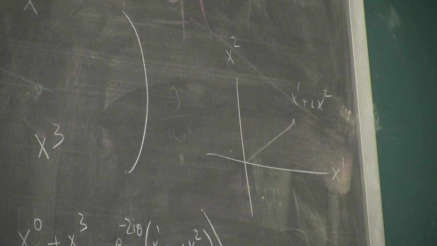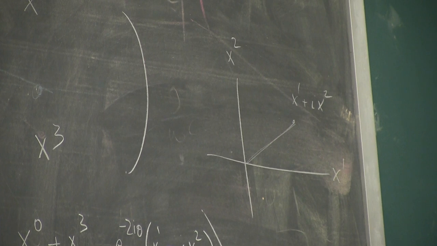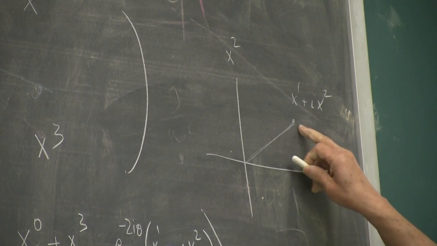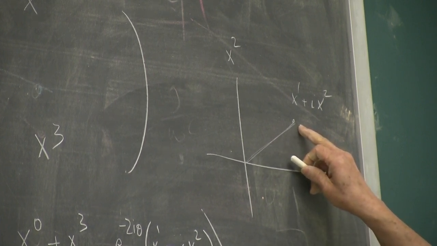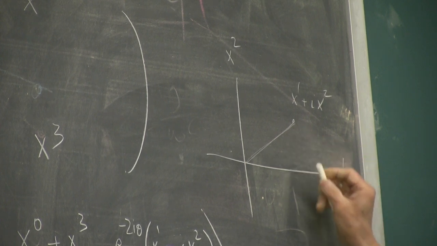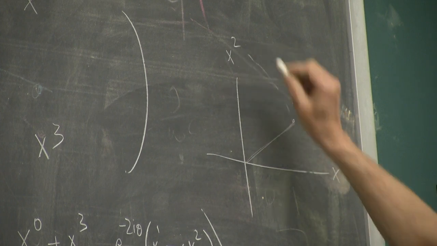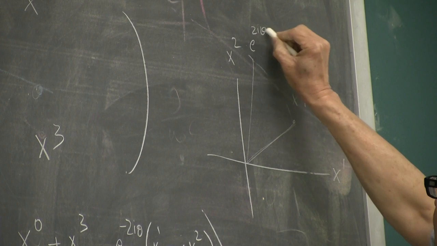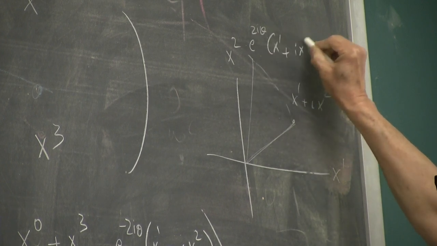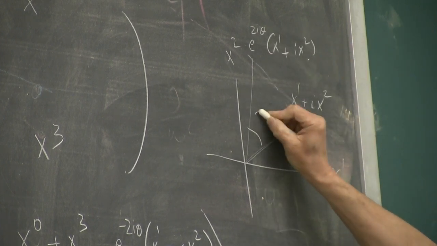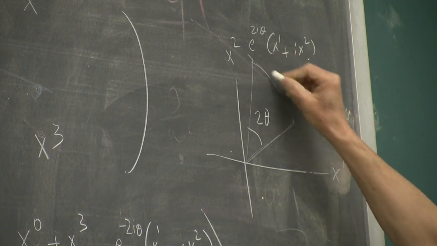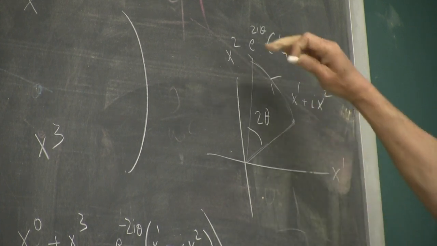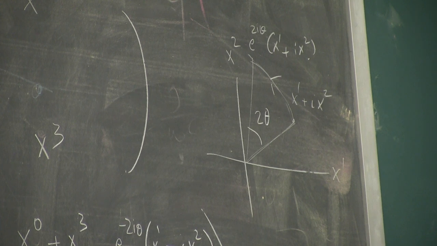Now you multiply this thing by e to the 2i theta. How does this complex number get changed? It's rotated in the positive direction by how much? 2 theta. Exactly. Thank you very much. So e to the 2i theta times (x1 plus i x2): this angle is 2 theta, and if theta is positive, it gets rotated in this direction, in the positive sense. So what does that tell you?